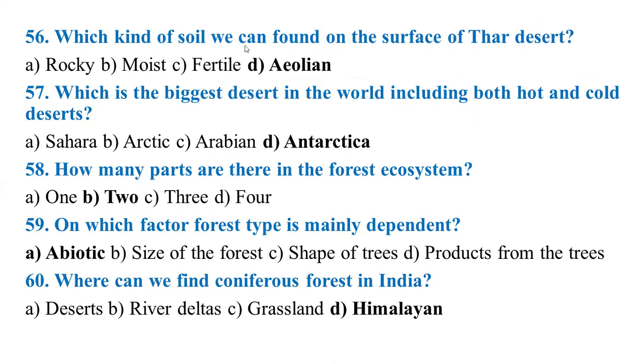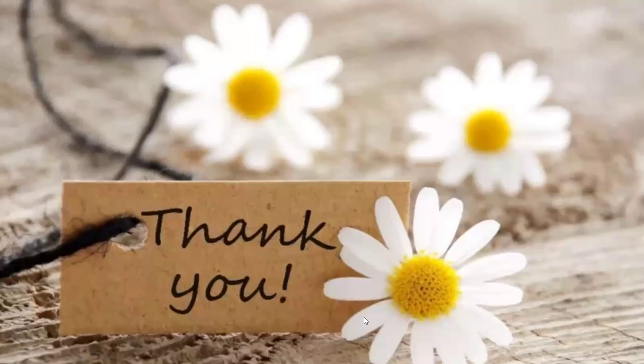Which kind of soil can be found on the surface of the desert? Aeolian. Which is the biggest desert in the world, including both hot and cold deserts? Antarctica. How many parts are there in the forest ecosystem? There are two main parts. On which factor is the forest type mainly dependent? Actually, a biotic factor. Where can we find coniferous forest in India? Of course, it is located on the Himalayan side.